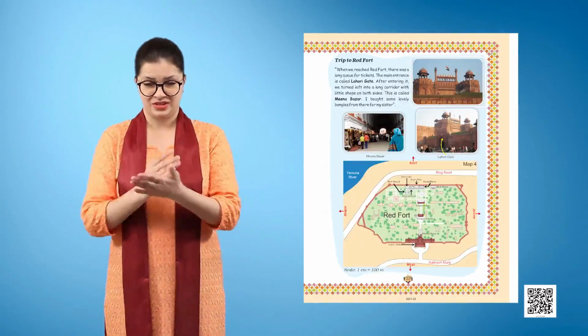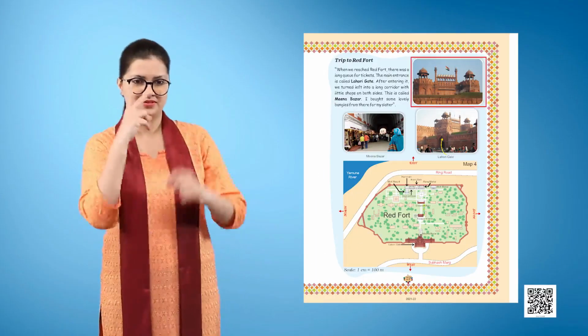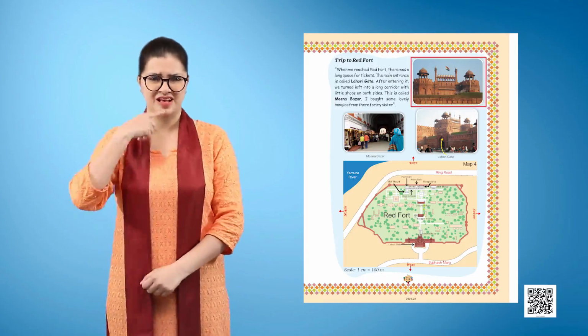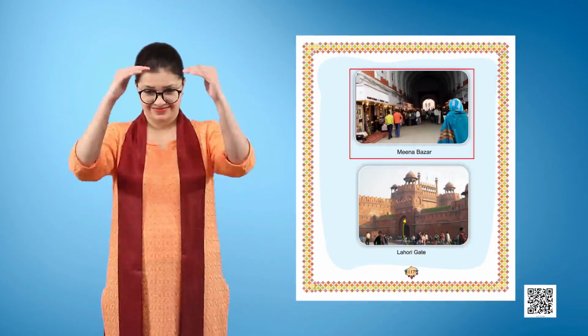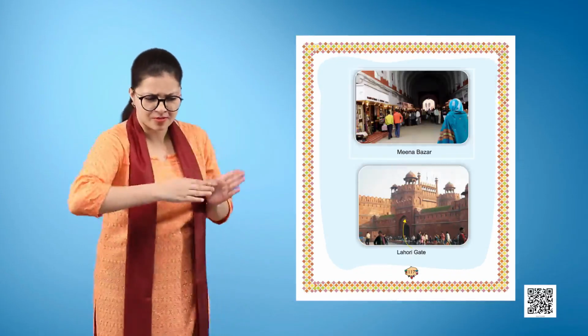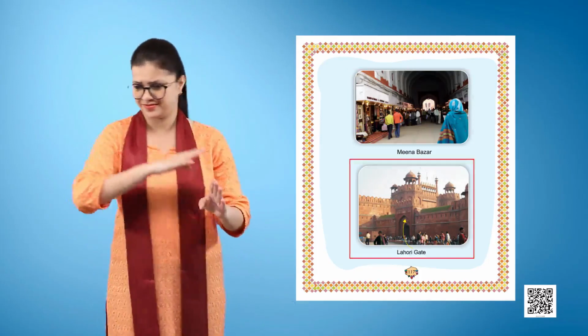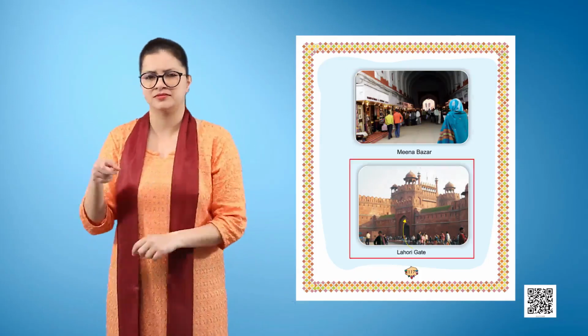On the top right corner of the page, there is a picture of the Red Fort. We can see the national flag being hoisted there. Below that, we see a picture of Meena Bazar and, on the right side, Lahori Gate, marked by a yellow arrow.